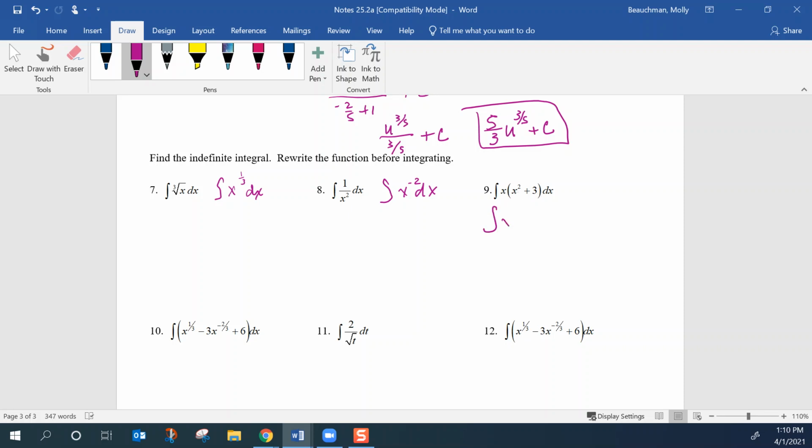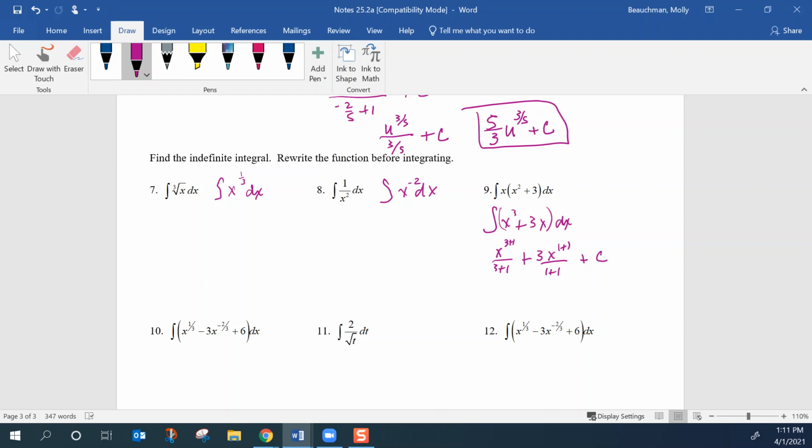X times x squared is x to the third plus 3 times x dx. So when you have multiple terms, take the integral of each one separately. So that would be the integral of x to the third, which would be x to the 3 plus 1 over 3 plus 1, plus the integral of 3x, that would be 3 times x to the power of 1 plus 1 over 1 plus 1, plus the arbitrary constant.